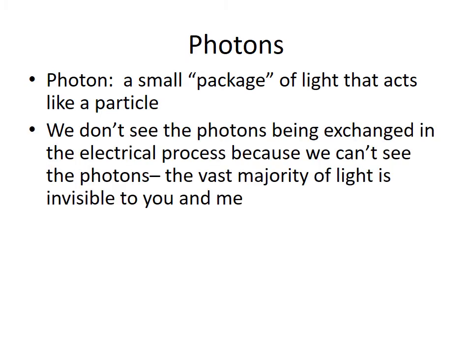So we don't really see photons, and we certainly don't see them being exchanged in the electrical process, because we can't see photons at all. They are so small. We think we see light, but we see a tiny percentage of light. We'll talk about that more in another module when we discuss light and the electromagnetic spectrum, which light is a part of, and most of it we can't see. It's like 1/100th of a millionth, I don't remember what the percentage is, but it's pretty tiny.